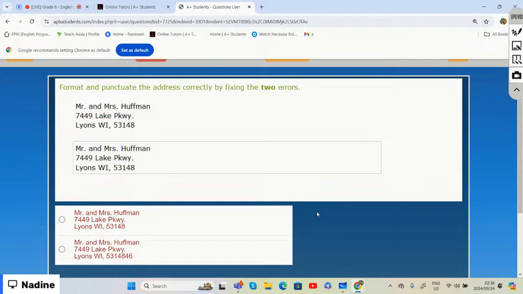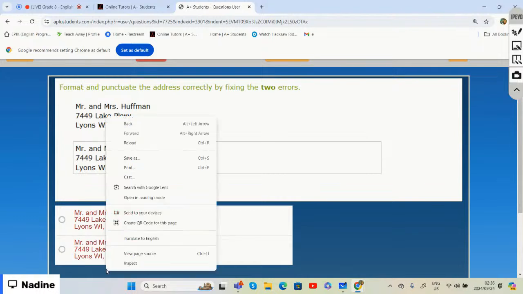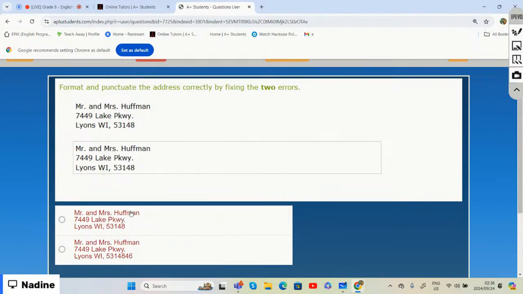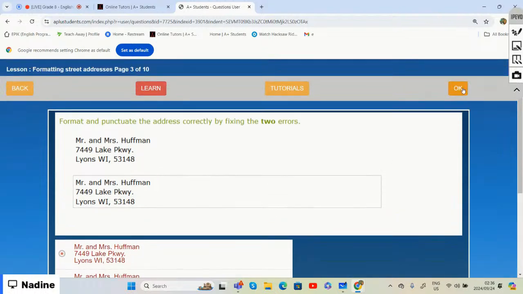And if we were to identify or fix the two errors, right? Then the two errors that need to be fixed within that address: after Lions, there needs to be a comma, and there should be no comma after the state. But if we were to choose the correct one, we will choose the first one because there is an added number. So we'll go with option one.